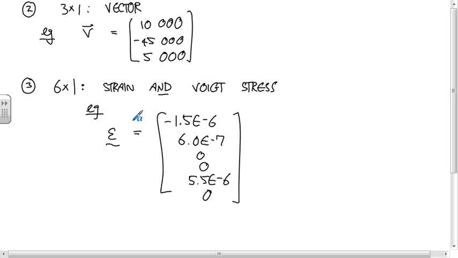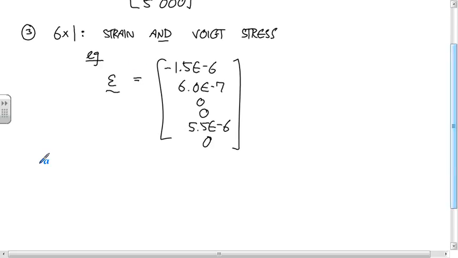And then the last type that we're going to see pretty often is 6 by 6. That is the form of the stiffness matrix and also the compliance matrix. Those are two different matrices, and each one is one way of representing material properties.